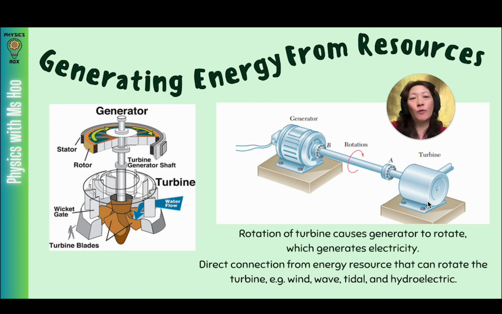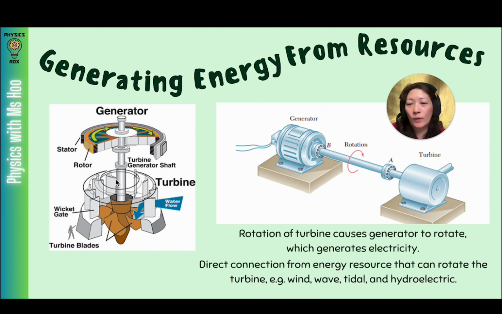So the reason why we need the turbine is because usually we would need to convert the kinetic energy from those resources into electrical energy. But we cannot apply the kinetic energy directly onto the generator. For example, we can't get the wind to blow the generator to make it rotate. It could spoil the generator. So instead, the kinetic energy is applied to the turbine. The turbine and generator is connected in such a way so that the turbine will cause the generator to spin together. So you can see that there's a shaft here that connects the turbine to the generator.